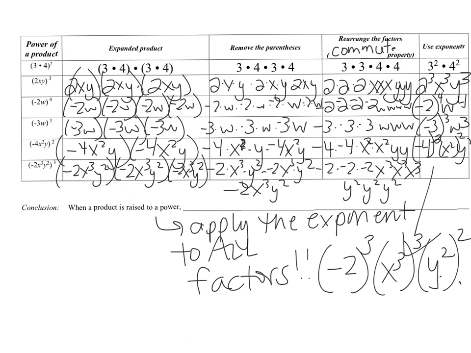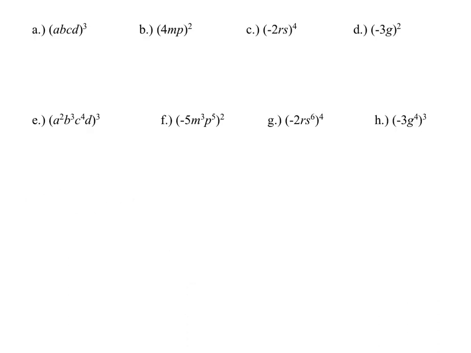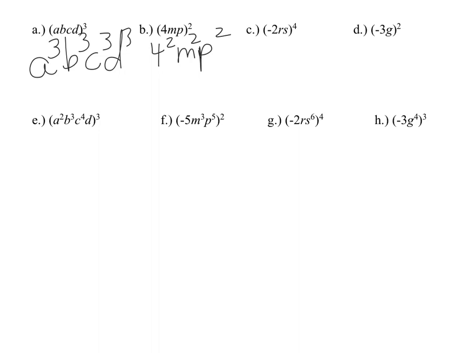All right, let's do some examples. So basically, letter A, all of this stuff is being taken to the third power. We can just bring the 3 on the inside and call that A to the third, B to the third, C to the third, D to the third, right? Now, letter B, we can make that 4 to the second, M to the second, P to the second. But that can be fully simplified because we know what 4 to the second is. 4 to the second is 4 times 4, which is 16. So we are going to take it one step further and call it 16 M squared P squared.